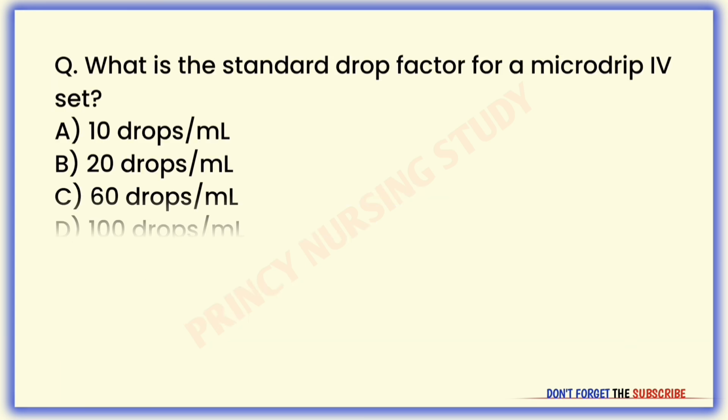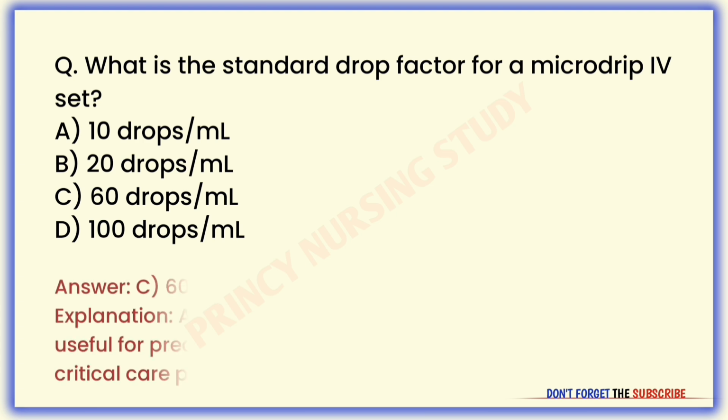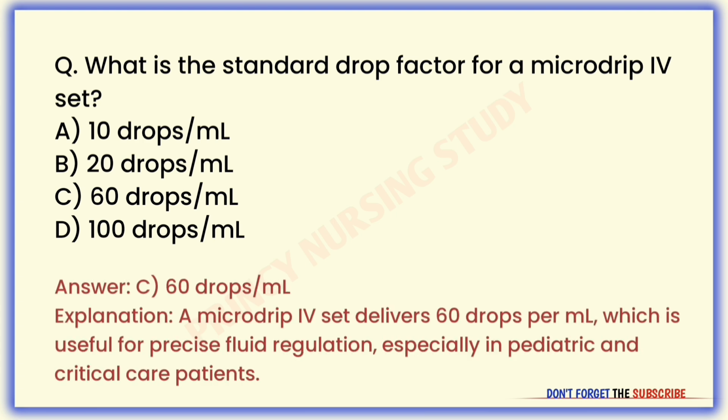Next question. What is the standard drop factor for a microdrip IV set? Correct answer is C. 60 drops per milliliter. A microdrip IV set delivers 60 drops per milliliter, which is useful for precise fluid regulation, especially in pediatric and critical care patients.